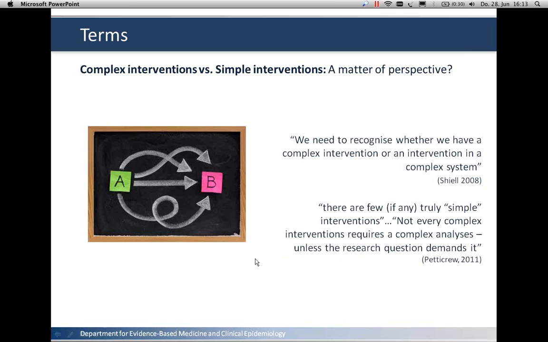Pettigrew has another point of view. He says that it's a matter of perspective. He says there are few, if any, truly simple interventions, and he says not every complex intervention requires a complex analysis, unless the research question demands it. And I think this is a third factor which is important to recognize if we discuss complex interventions versus simple interventions: the research question. But if you have a research question with a complex intervention in a complex system, like a public health intervention to improve physical activity of students, which is implemented in a setting of school, in classrooms, and we want to know, does it work? This is not an easy or simple question.